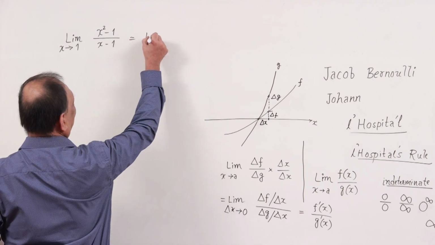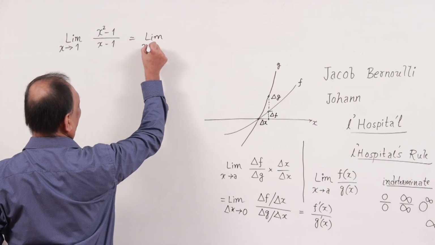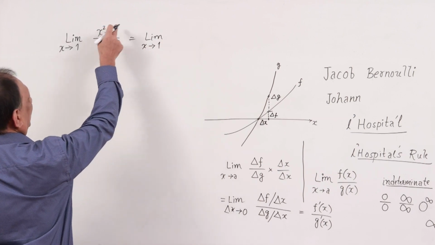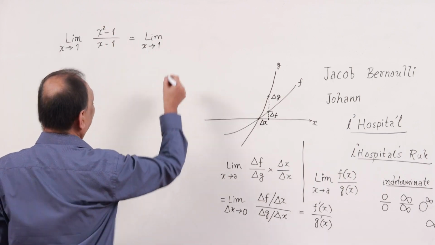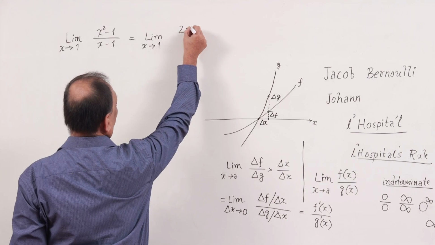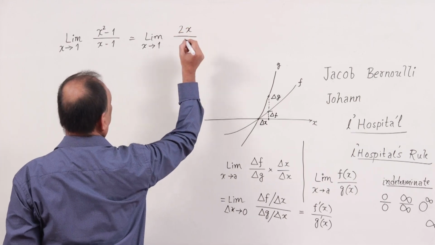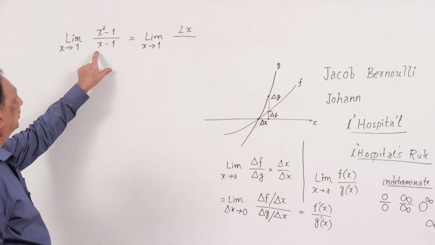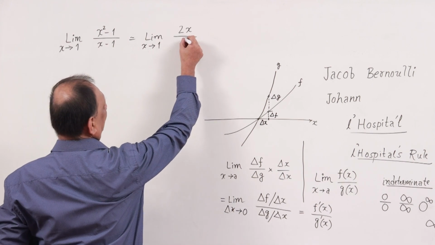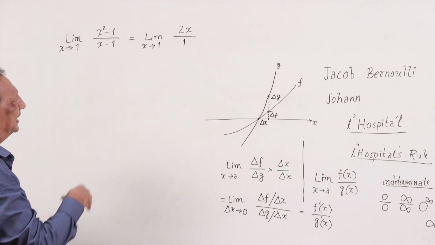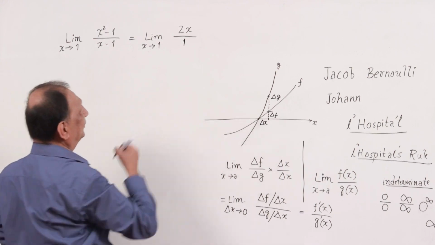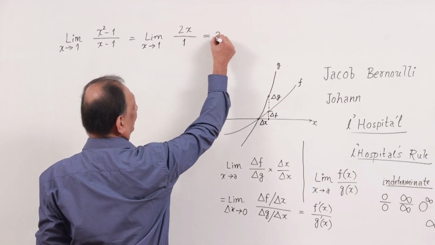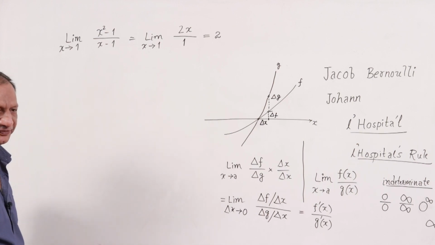The same as limit x tends to 1 of the derivative of x squared minus 1, which is 2x, and the derivative of x minus 1 is 1. Now I can substitute 1. There is no division by 0. So that means the limit will be equal to 2.